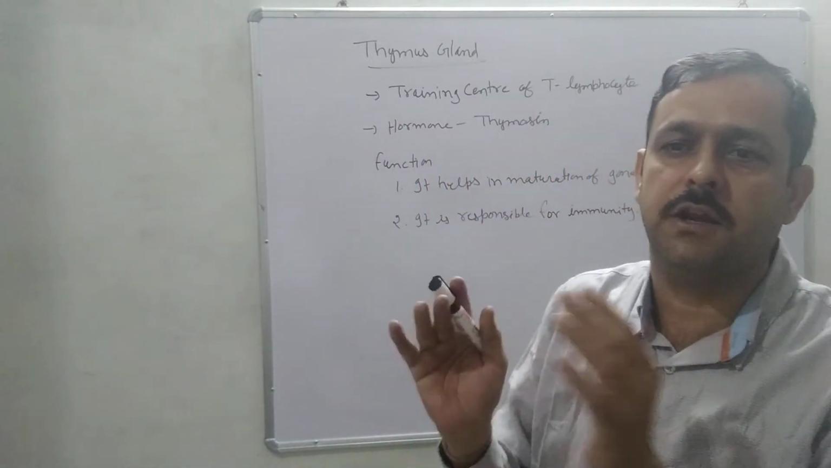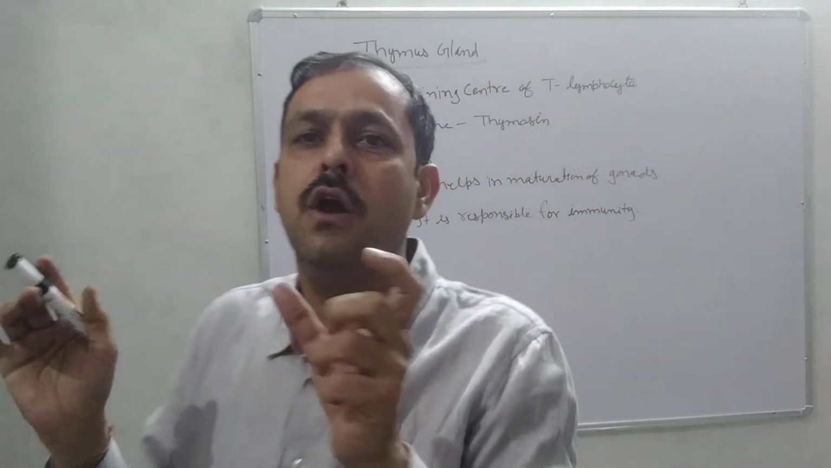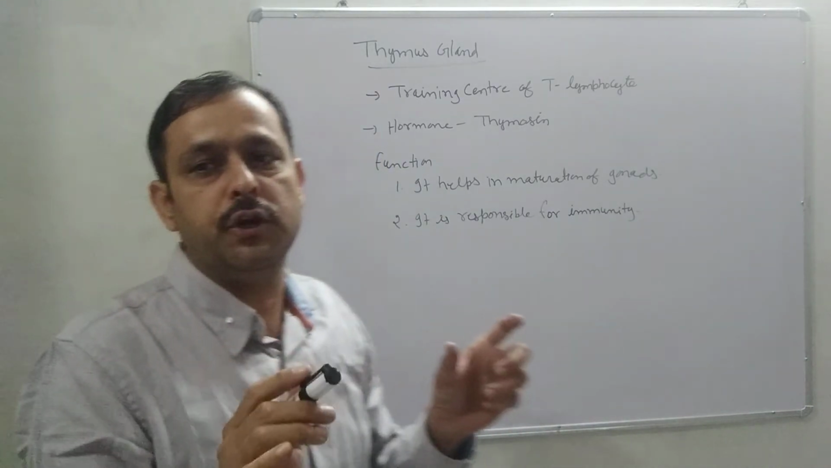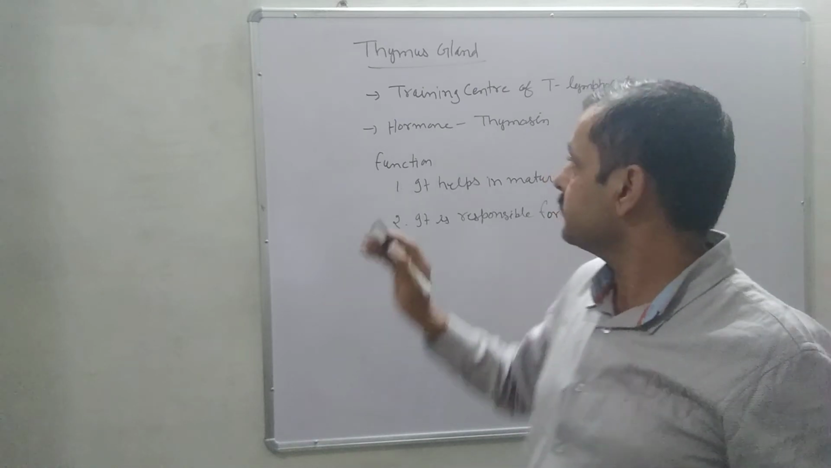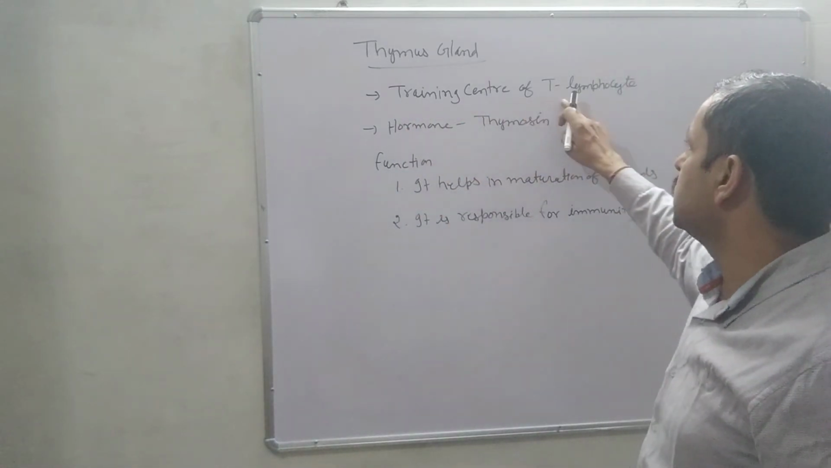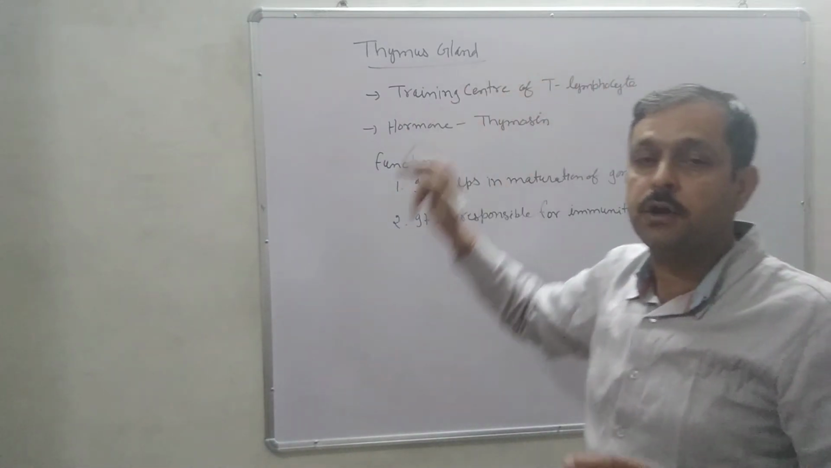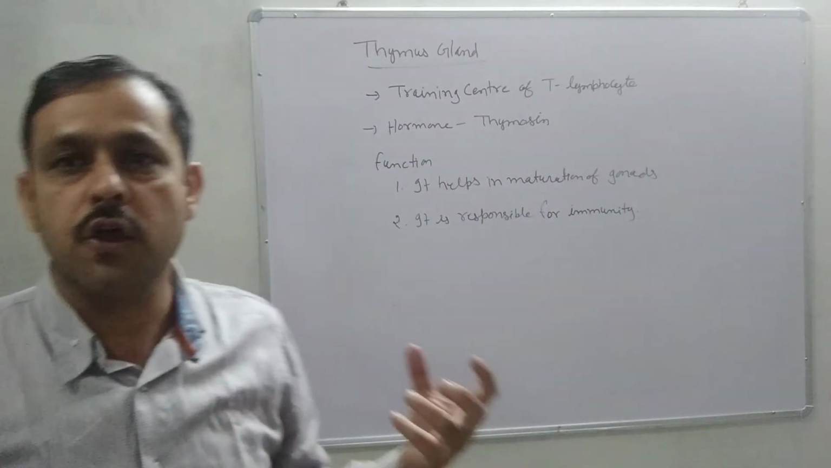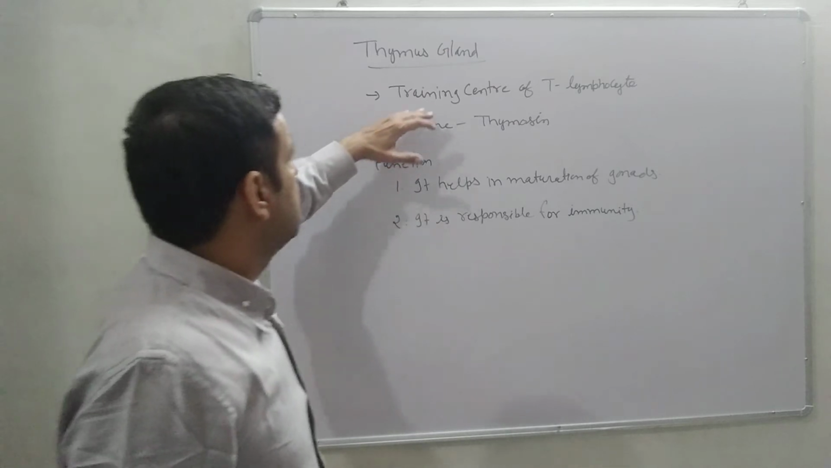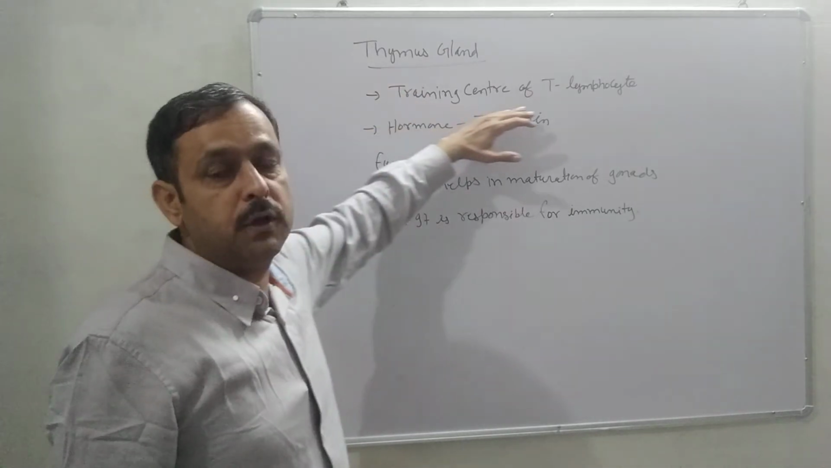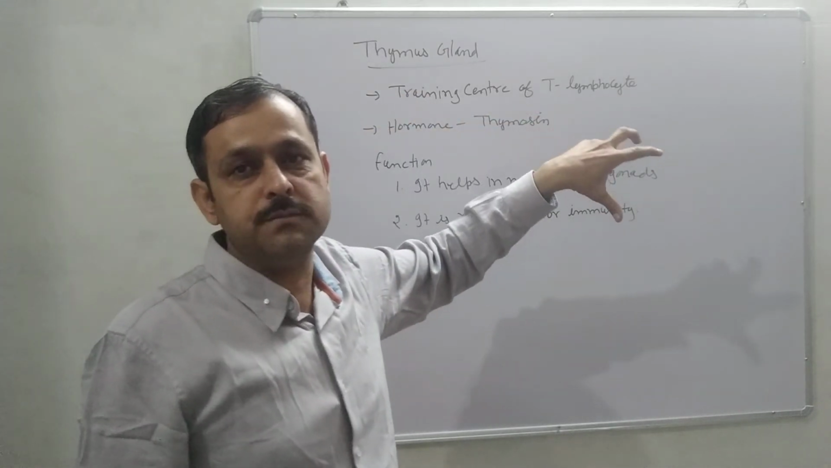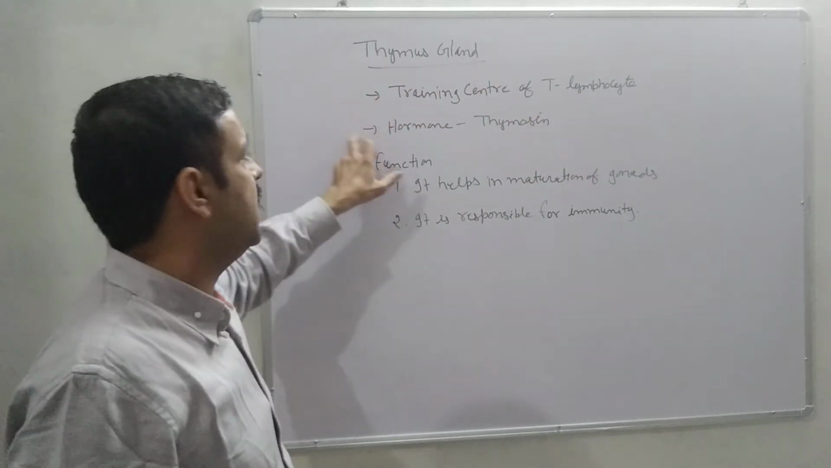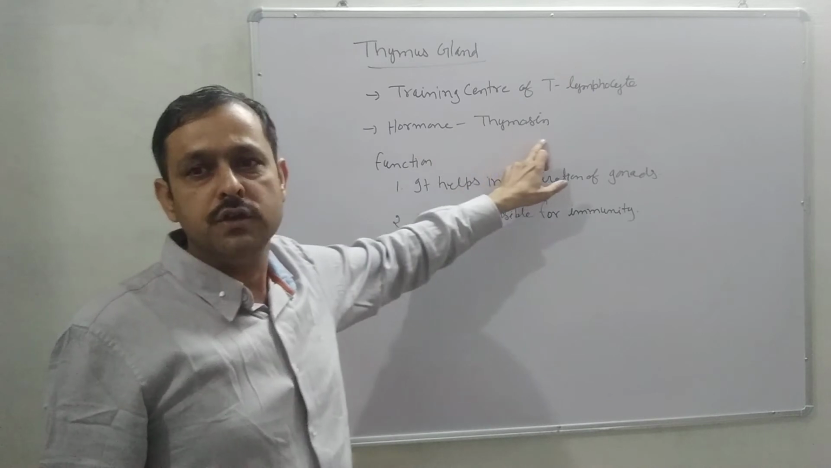In humans, it remains just like a cord in old age. The gland is known as the main organ of the immunity training center. It is the training center of T lymphocytes, because T lymphocytes produce the antibodies for the human, and this gland is the training center because T lymphocytes mature by the secretion of the hormone thymosin, meaning the thymus gland secretes the hormone thymosin.